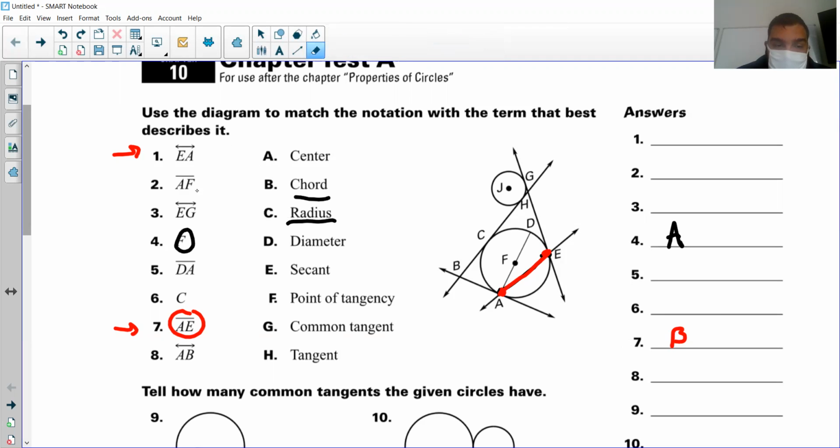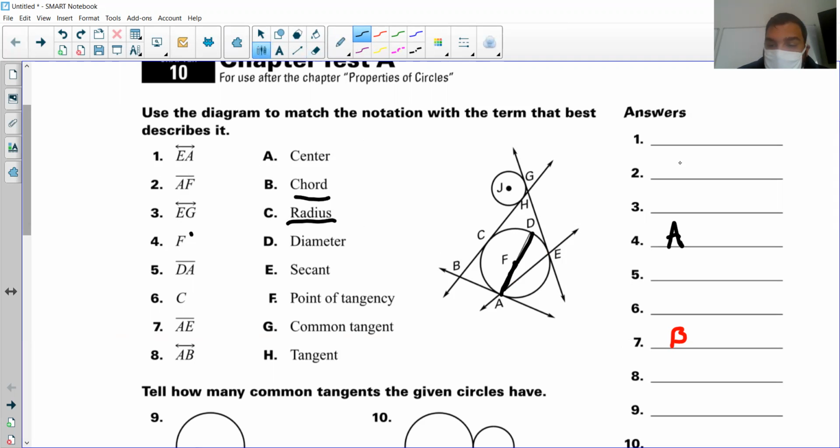C, the radius. So you need to find the radius. The radius is from the center to the edge. The center to the edge. So from here, the only ones I could see are FD or FA. And I see AF here. So AF or FA. So that's going to be number 2. Radius is 2.